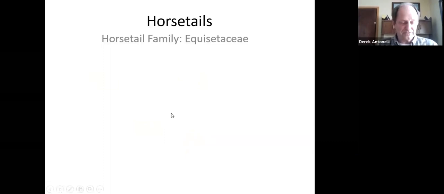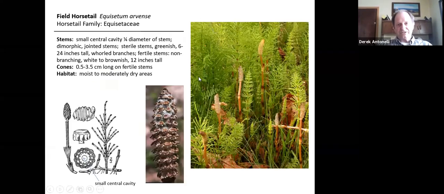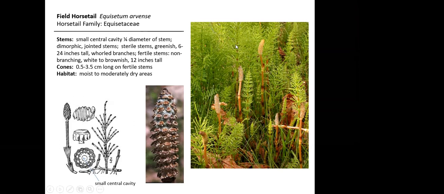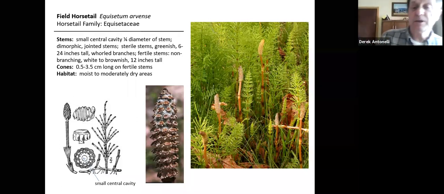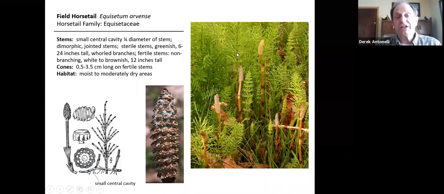And switching over to horsetails. This is the most common horsetail you're going to find. This is the field horsetail. It grows out in lots of fields and wet areas, basically lots of different places. One of the key characteristics is that it's got dimorphic stems. So you've got the fertile stem that comes up in early spring. And then you've got the vegetative stem that starts coming up about early spring, but doesn't really branch out until later. Normally you don't see both at the same time. The fertile stem comes up, does its job, spreads the spores out, and then fades away and is gone before the main vegetative stems come up.